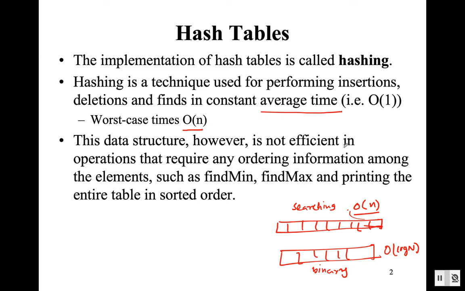But there are certain operations which are not very efficient in a hash table. For example, if an operation requires any kind of ordering, such as finding the minimum, finding the maximum, or printing the entire table in sorted order, the hash table doesn't help us find the items in any ordering in an efficient runtime. The only purpose of hashing is the searching of an item, and insertion and deletion also. For these three operations, the average case runtime is constant.